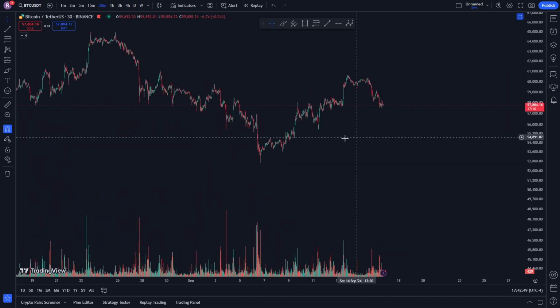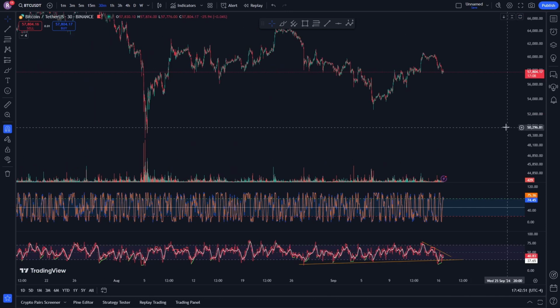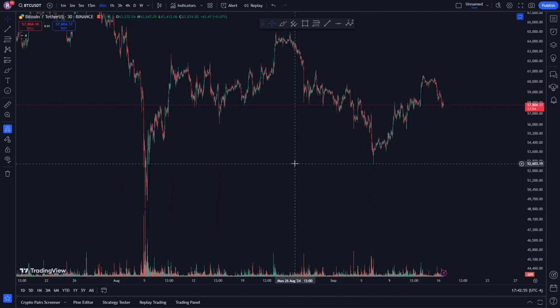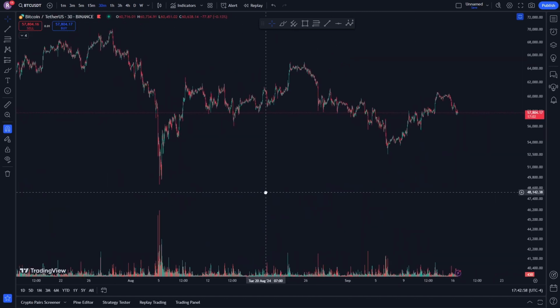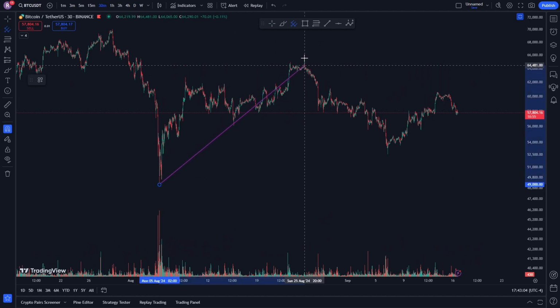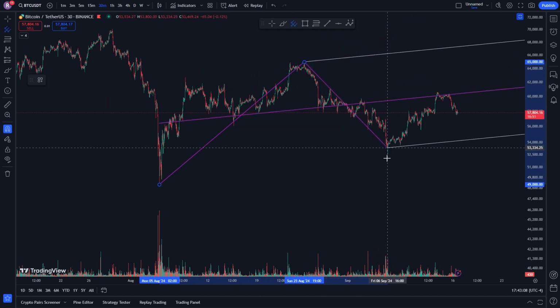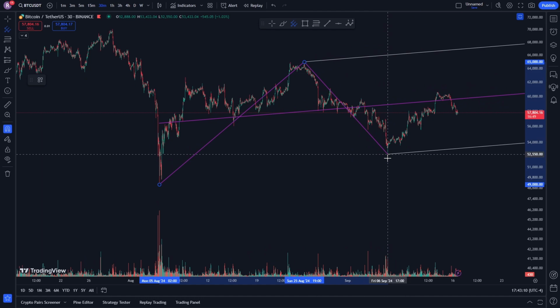Here we can use the other indicators to see about where we would go. But first, I want to use these pitchforks. On this 30-minute, using this low going up to about 65k, that's the high, and back down to 52.5 as the next low.